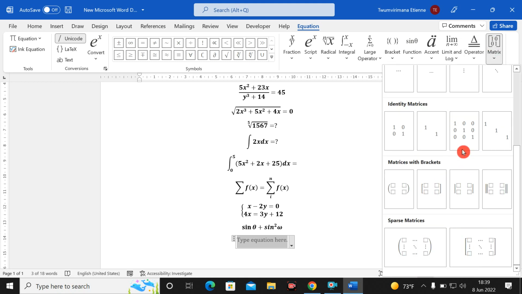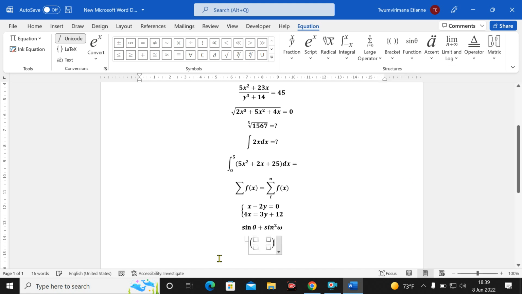Here there is matrix. Down here there are different types of matrices. Here there is an empty 2x2 matrix in parentheses. You can type a matrix. Maybe you have 4 here, 4 again, or we have 6 there, and up you have 8. You can just use this matrix, and this is how you can type a matrix in mathematics.